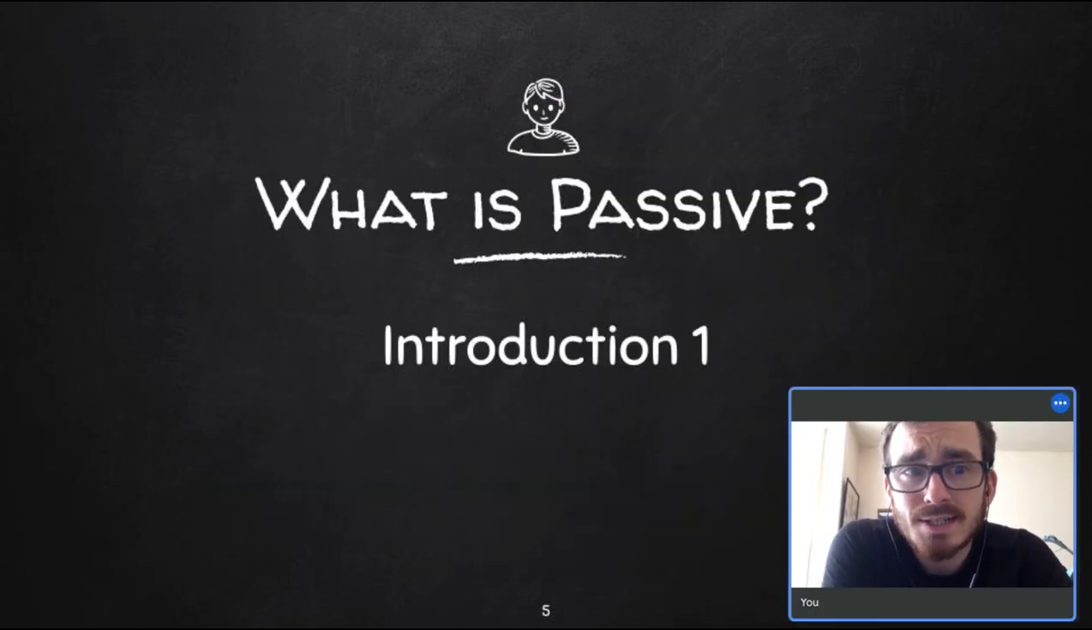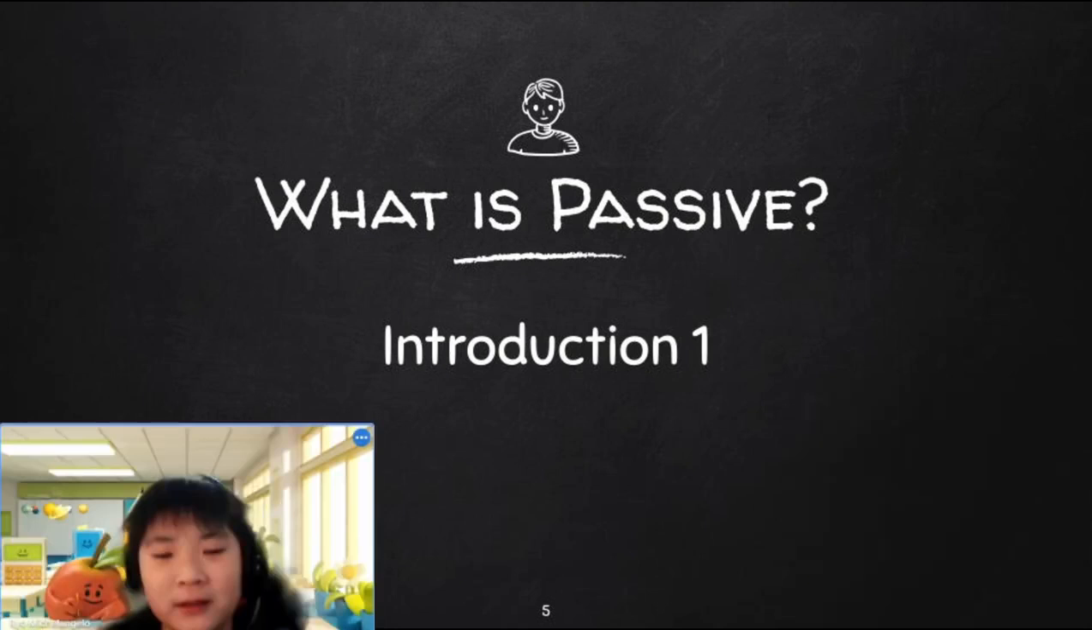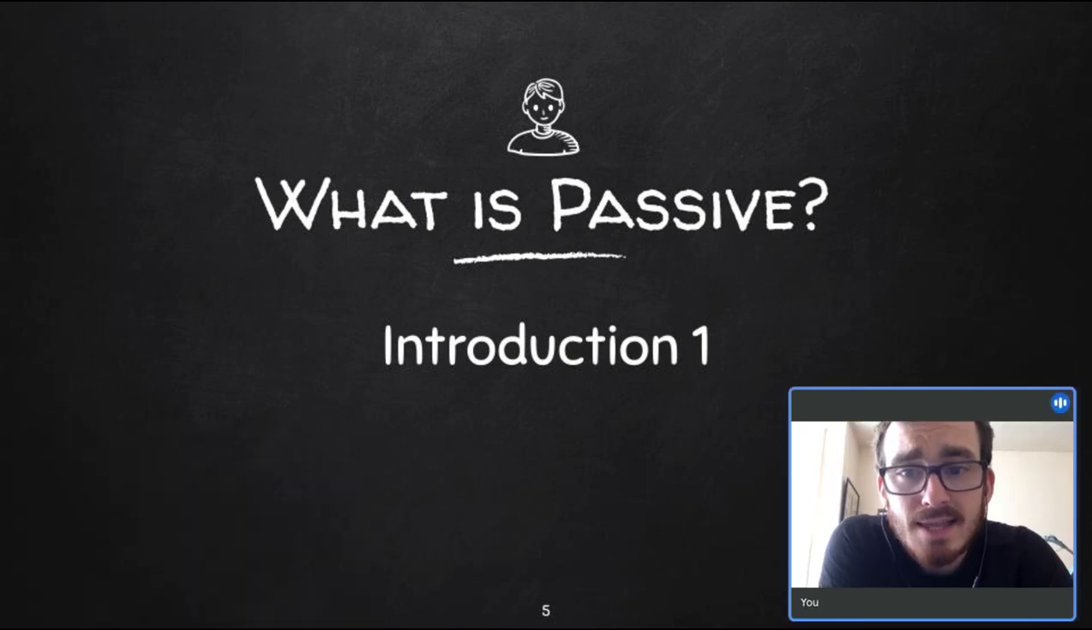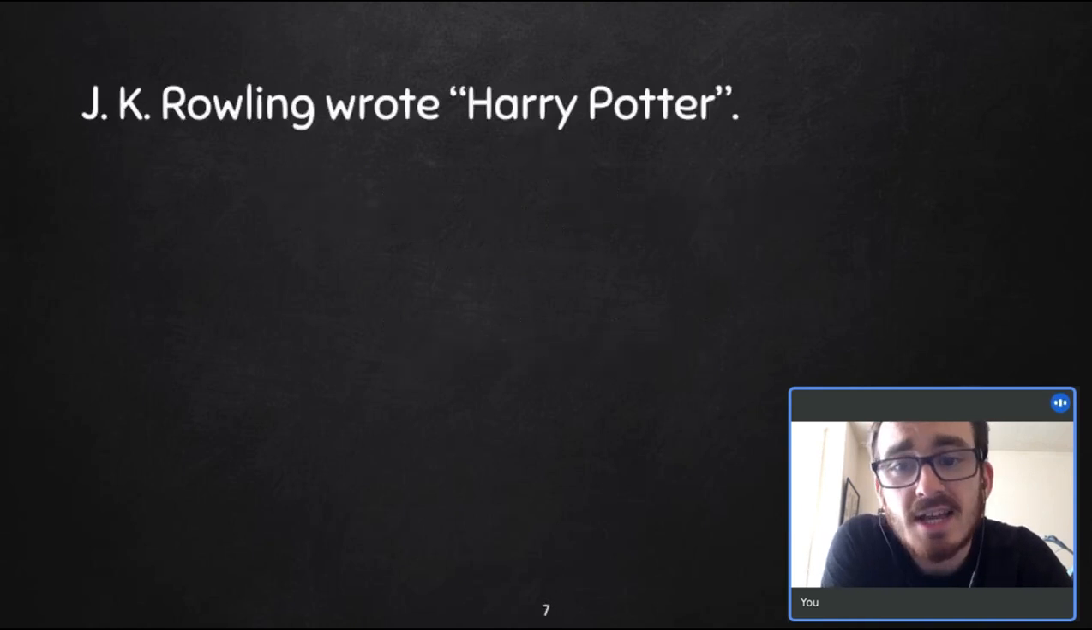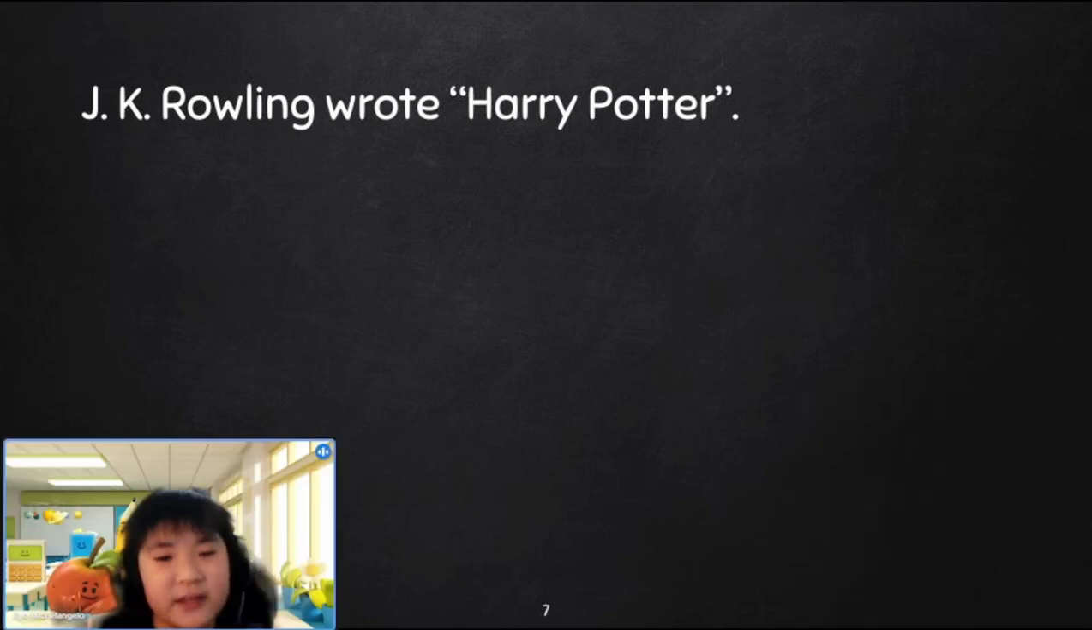So, what is the passive? What is passive? Passive っていうのは受動体という新しい文法のことだよ。 So let's take this sentence here. This is an active sentence. J.K. Rowling wrote Harry Potter.